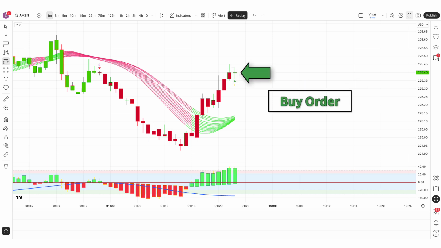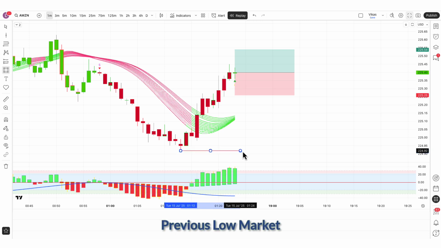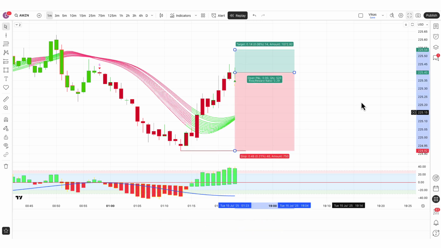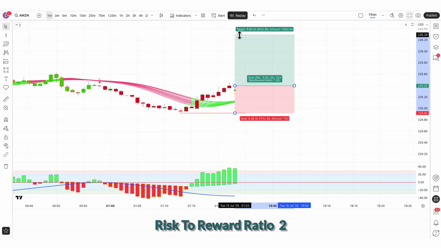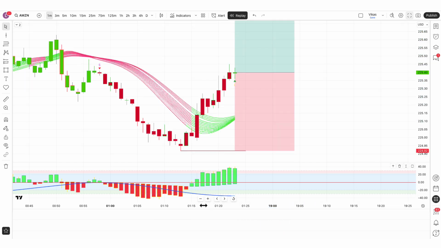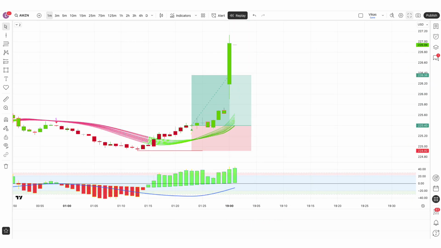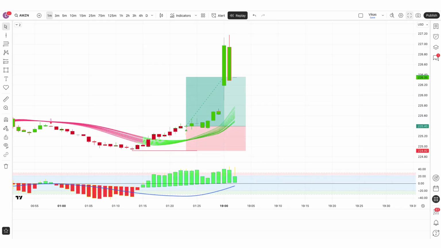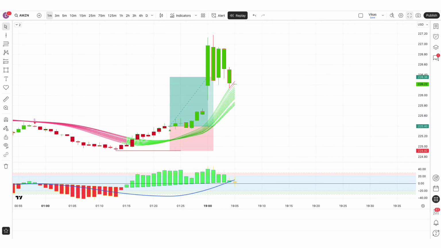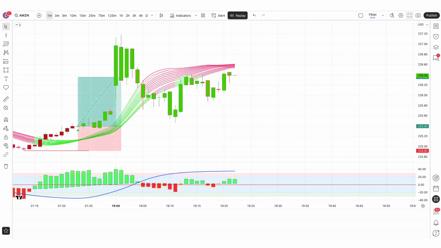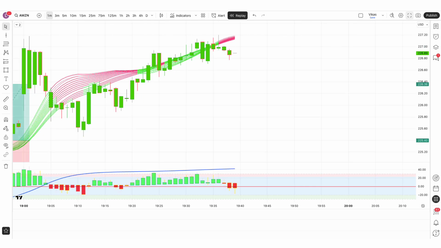if this condition is fulfilled, then we will place a buy order. Our stop loss is to be placed at the previous low of the market, and the risk to reward ratio will be 2. The market has completely hit the target. I hope you have understood this trading strategy. Let us now understand the short position.